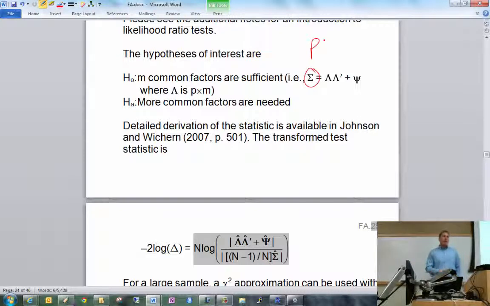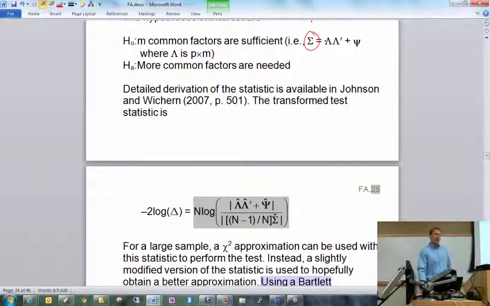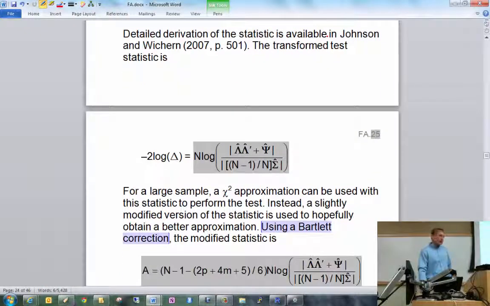Now, one could go through a mathematical derivation of -2 log lambda and actually then prove that it has a chi-square distribution for a large sample. You're not responsible for that. Instead, rather, you're just responsible for how to apply this likelihood ratio test to a factor analysis situation.